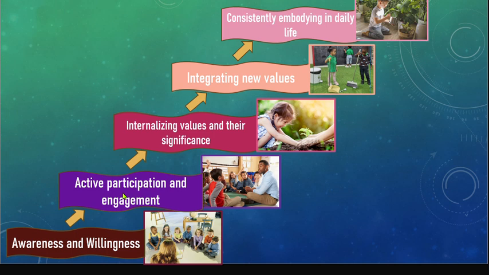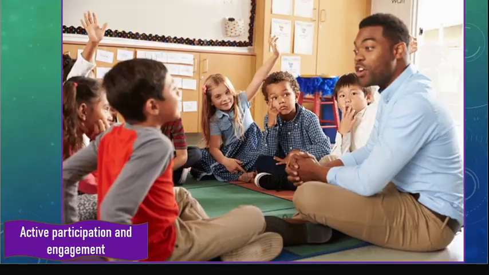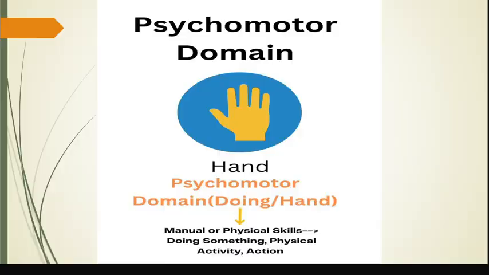Here the example: awareness or willingness. Active participation and engagement. Then internalizing the value and its significance. Integrating new values. Consistently embodying them in daily life. First of all, we see the awareness, then participate, then valuing, then organizing, and it is articulated in our nature. So this is awareness and willingness, active participation.